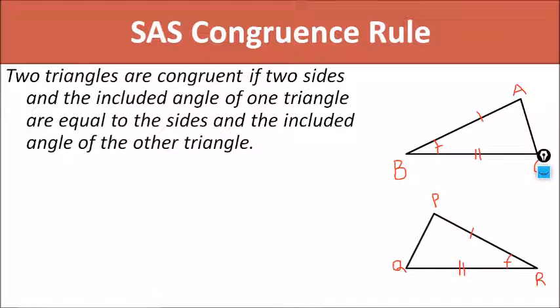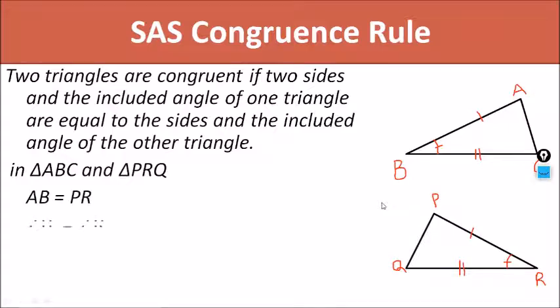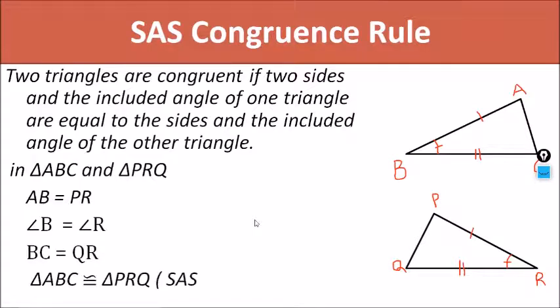two sides and the included angle of one triangle are equal to two sides and the included angle of the other triangle. It means in these two triangles the side AB equals PR, angle B is equal to angle R, and BC is equal to QR. So we say that the triangles are congruent by the side angle side condition.